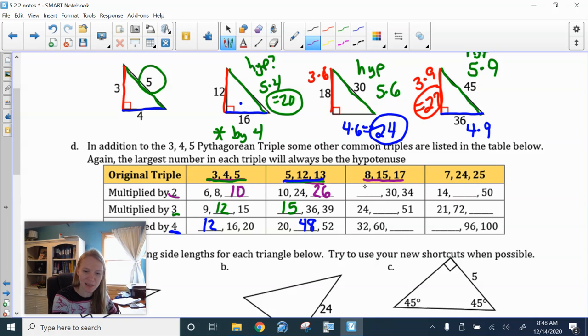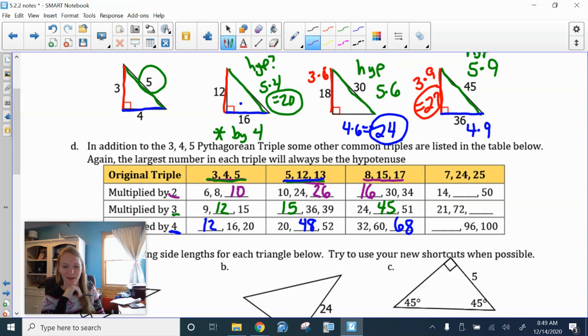If I doubled 8, 15, 17, I'd get 16, 30, 34. If I tripled the 8, 15, 17, I'd get 24, 45, 51, because I'm just multiplying everything by 3. Here's the fun one. If I multiplied everything by 4, 8 times 4 is 32, 15 times 4 is 60, 17 times 4 is 68. I need to think about that for a second.